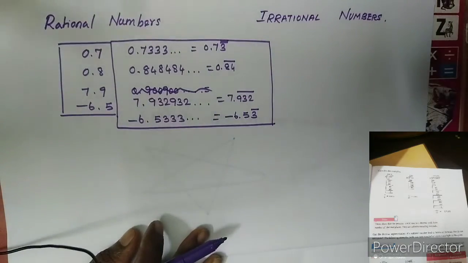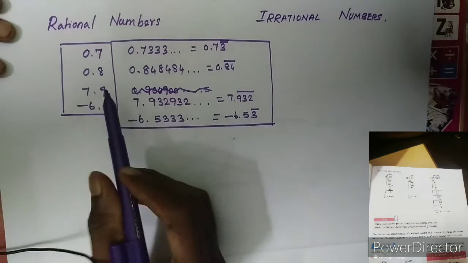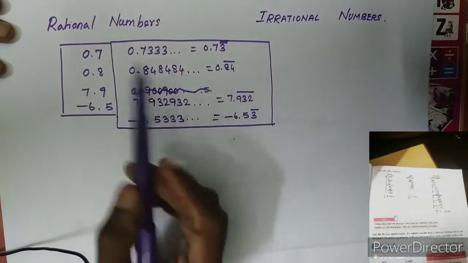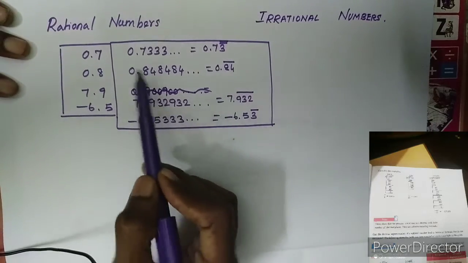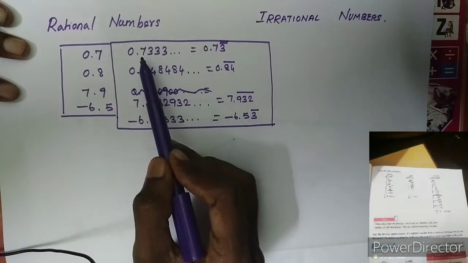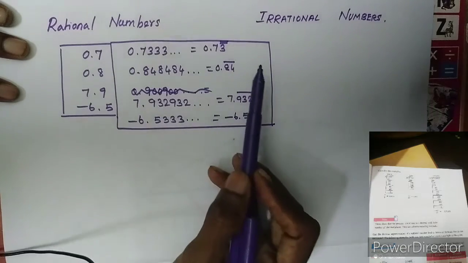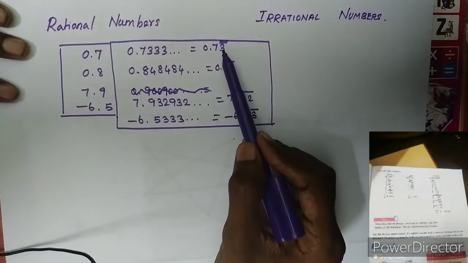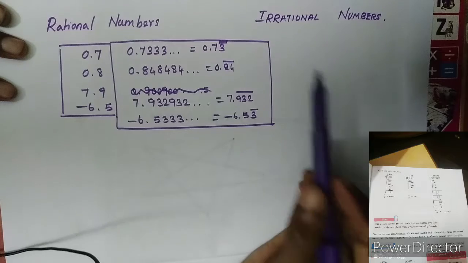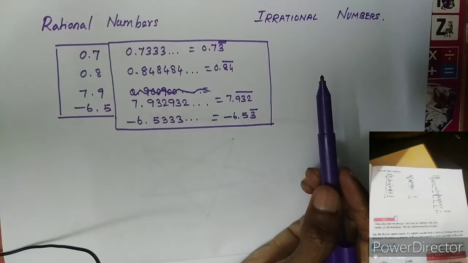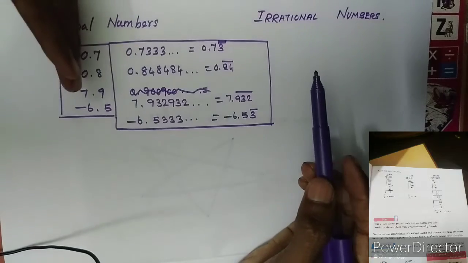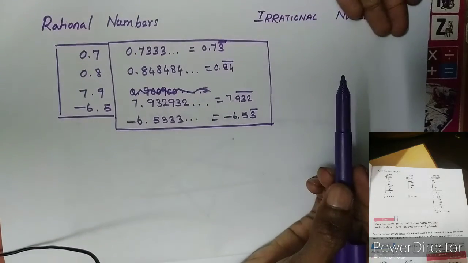So for rational numbers there are two ways. In a simple way, the first one is terminating, like 0.7, that's all, no need to continue the number. The next kind is non-terminating with a recurring block. Non-terminating means maybe rational or irrational. With a recurring block means rational. Without a recurring block means irrational.